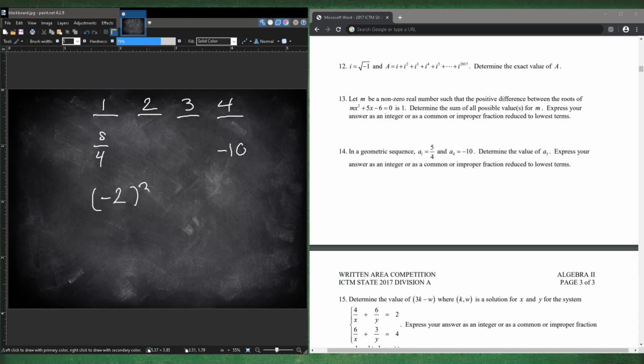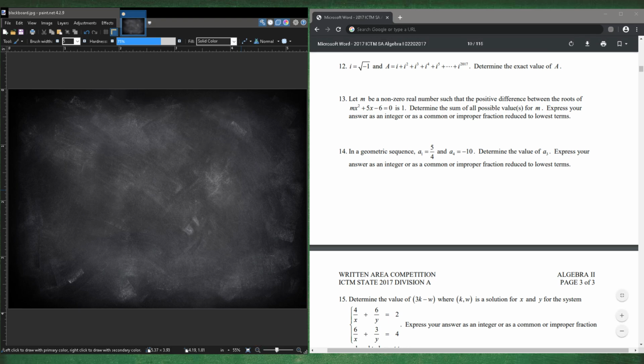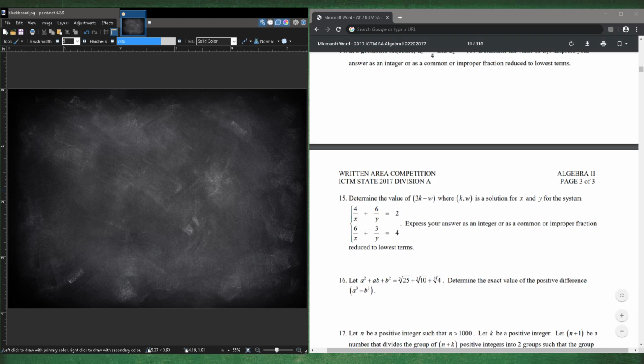Because negative 2 to the power of 3 is negative 8. Negative 8 times 5 over 4 is negative 10. So our ratio is negative 2. So to get to the third term, we just need to divide by our negative 2. So negative 10 divided by negative 2 is equal to 5. So that's our answer for number 14. It's basically that simple. There are multiple ways to do this. You'll get the same answer.